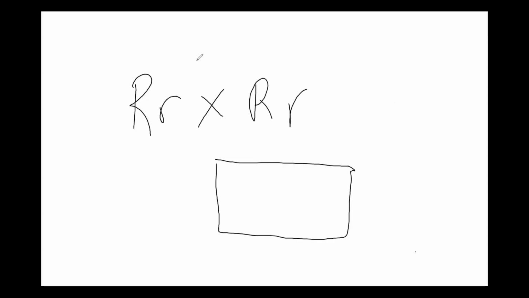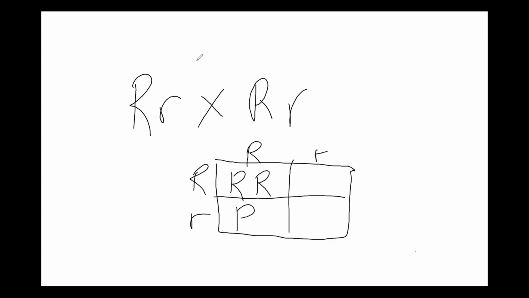I'm going to draw my box, and then I'm going to put the letters on top. Big R here, little r here, big R here, little r here. And then I'm going to fill in my boxes. Big R, big R, big R, little r, big R, little r, little r, little r. Okay?